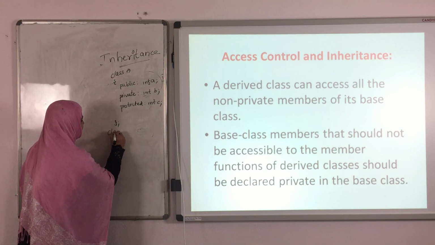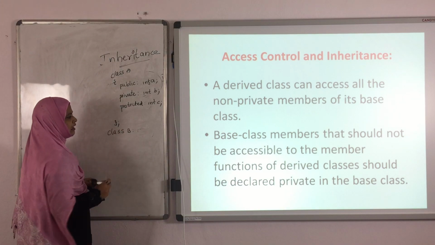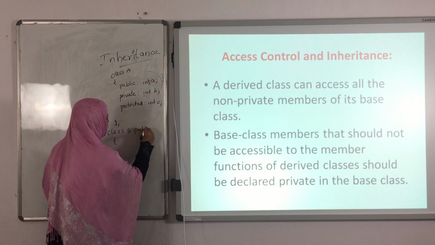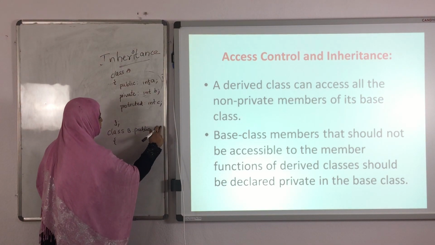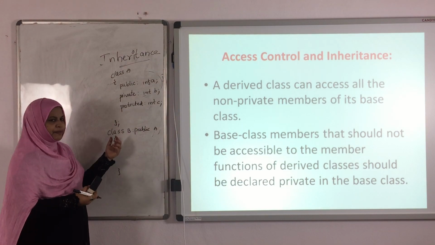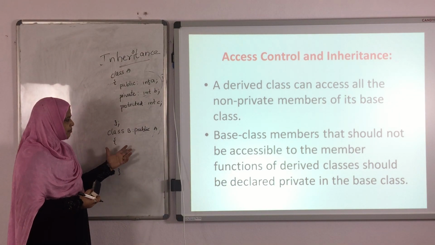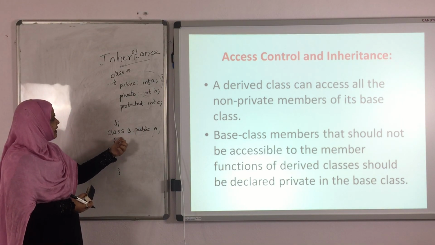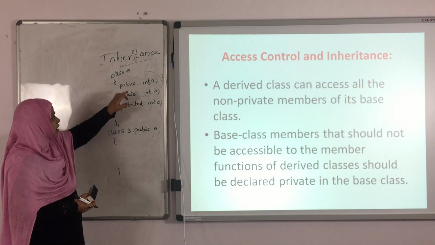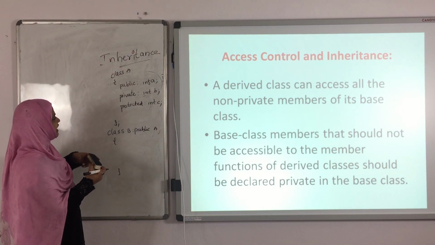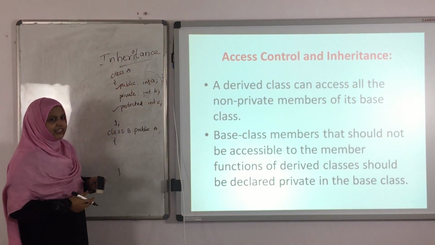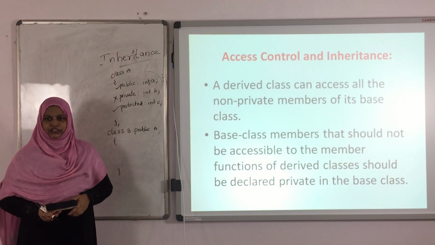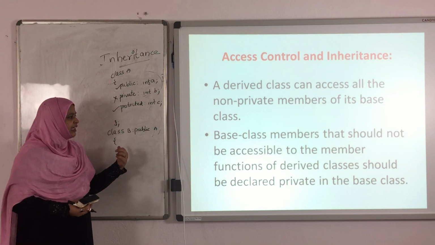Now I am going to derive one class B, public A. Now class B is the subclass, and A is the superclass. This subclass is going to inherit all the non-private data members. It can inherit the public and protected data members in its subclass. It is not going to inherit the private data members in its subclass.